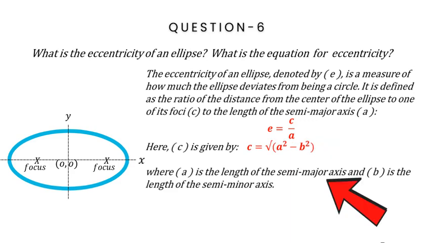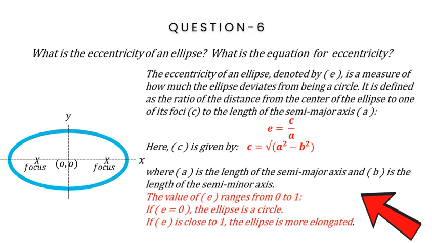Here C is given by the square root of A square minus B square, where A is the length of the semi-major axis and B is the length of the semi-minor axis. The value of E ranges from 0 to 1. If E equals 0, it is a perfect circle. If E is close to 1, the ellipse is more elongated.